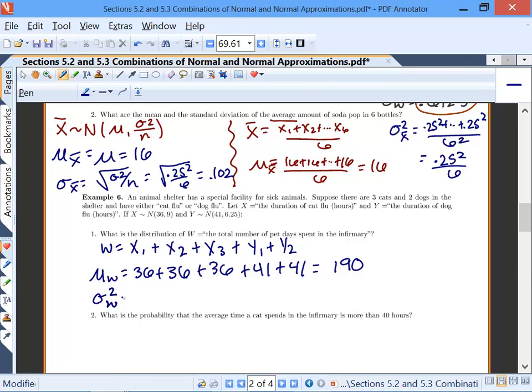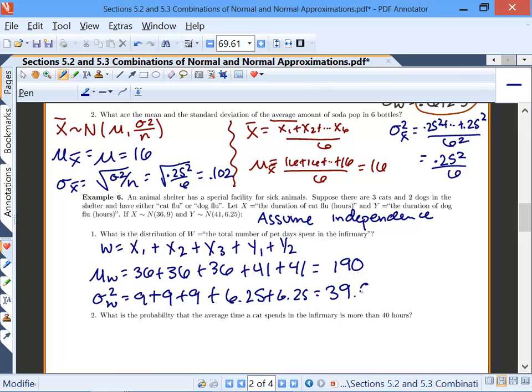Now let's find the variance for W. And what am I going to do for that? I just add up the individual variances, but I didn't say that they should be independent. Let's assume independence. Okay, so we can add up the individual variances. What's the variance of the first cat? It is 9. Second cat is 9. Third cat is 9. Okay, and then the variance for the first dog is 6.25. Second dog is 6.25. So 39.5, which means that the standard deviation for W is the square root of that, or 6.28.